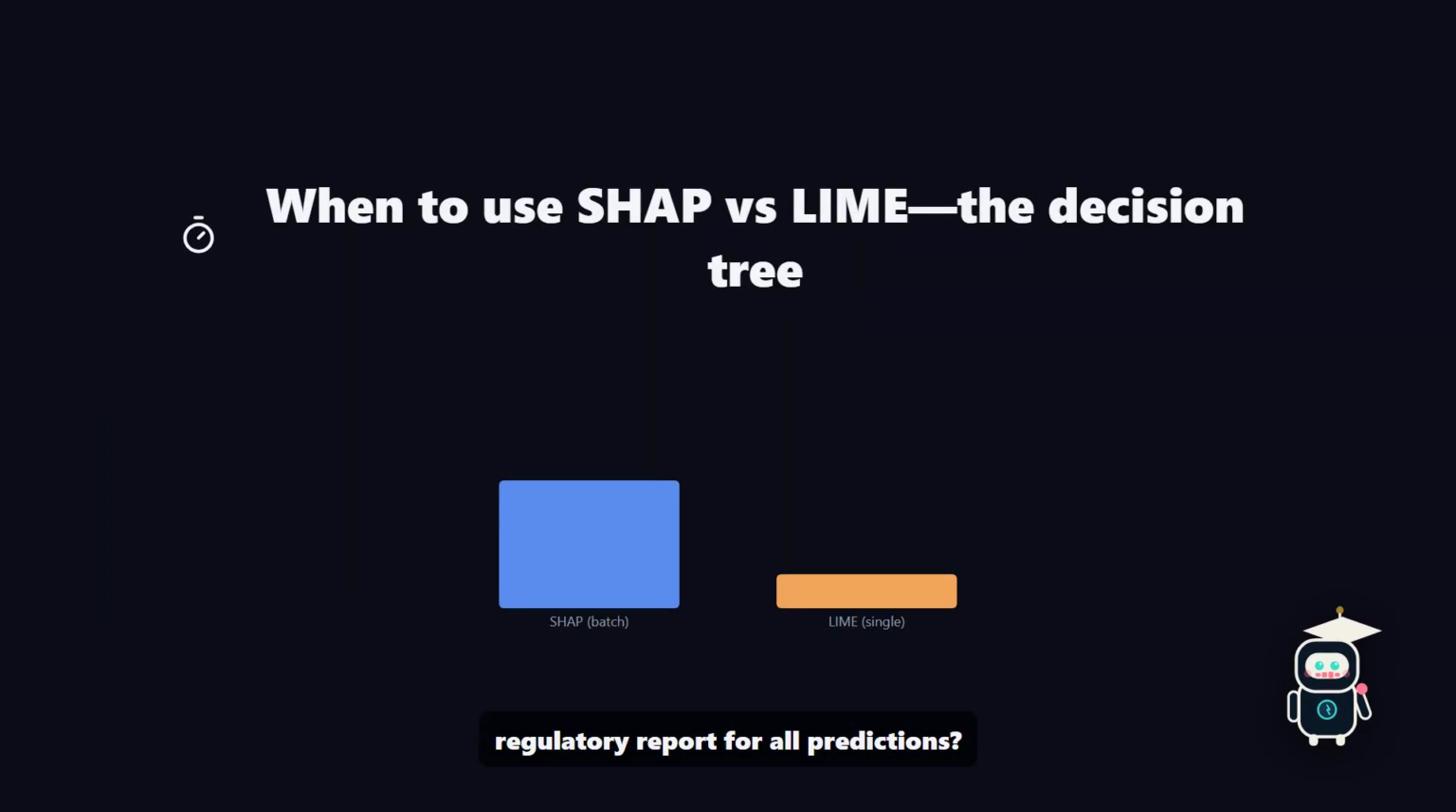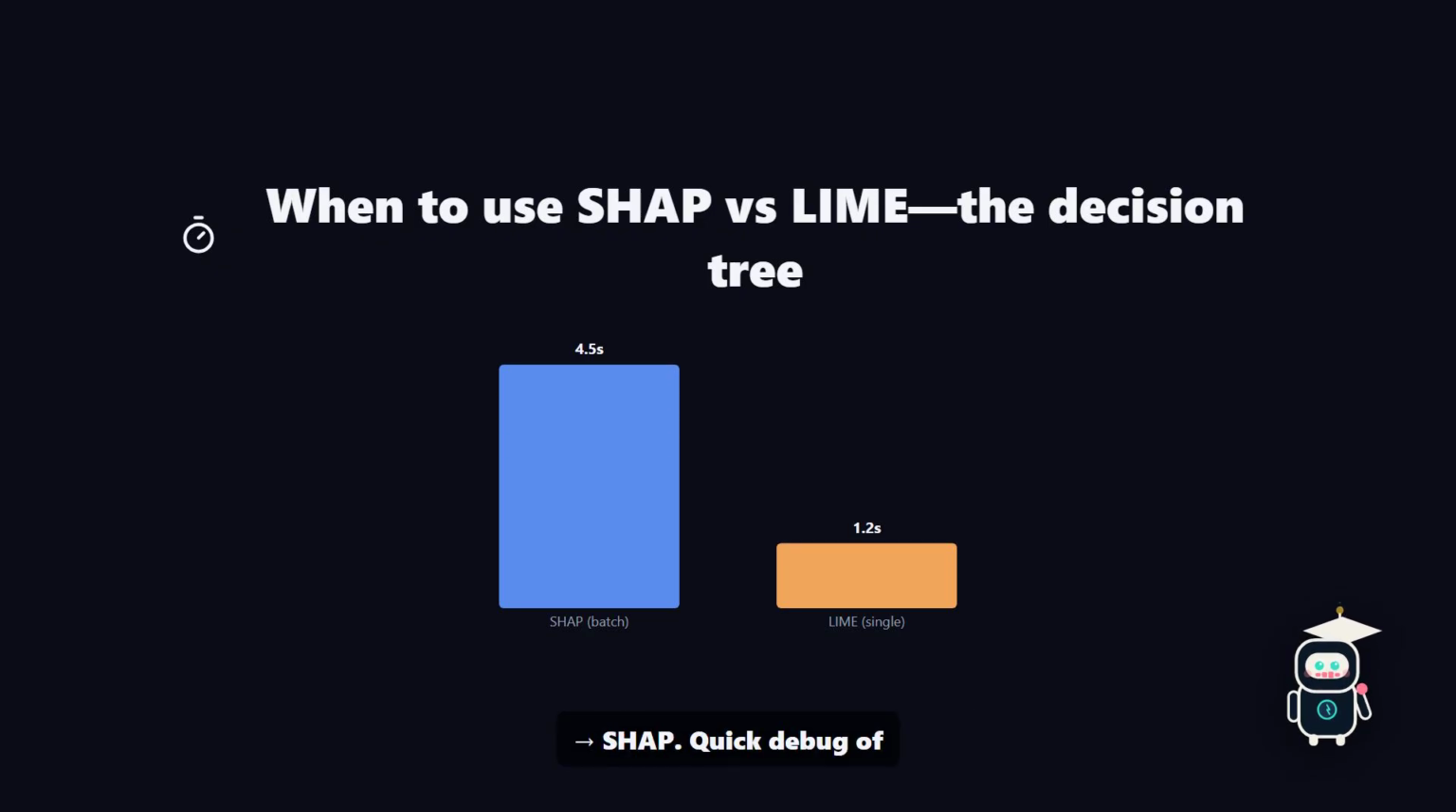Here's a heuristic. Need a regulatory report for all predictions? SHAP. Quick debug of one weird result? LIME. Time under 1 second? LIME. In typical benchmarks, LIME tends to be faster, but always benchmark with your own model. This bar chart shows rough runtime differences.